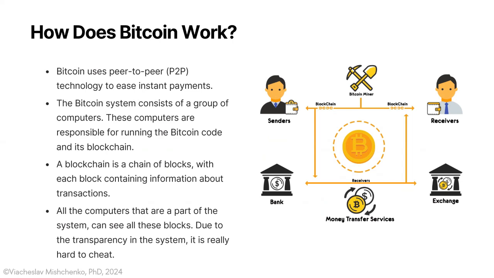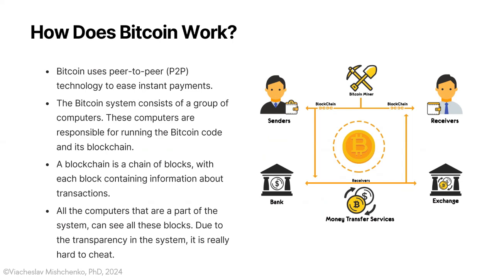And now let's follow a typical Bitcoin transaction. For example, you can imagine a sender on the left side of our diagram wanting to transfer Bitcoin to a receiver on the right. The transaction gets broadcast to the network of computers running the Bitcoin code, and these miners then compete to validate the transaction by solving complex mathematical puzzles. This process is called proof of work. And what makes this system revolutionary is the transparency and security it provides.